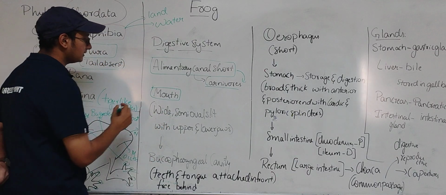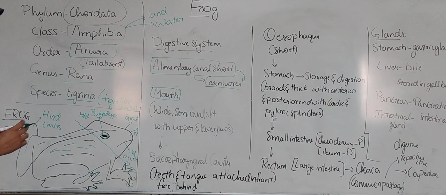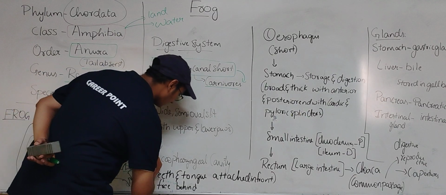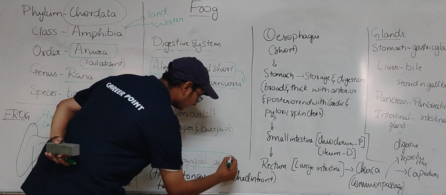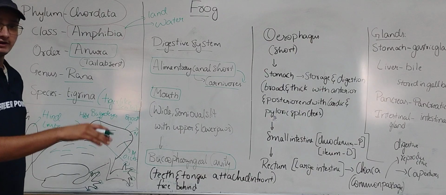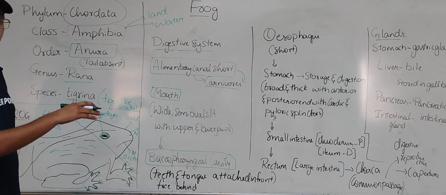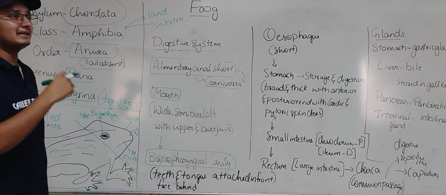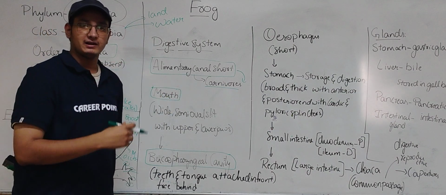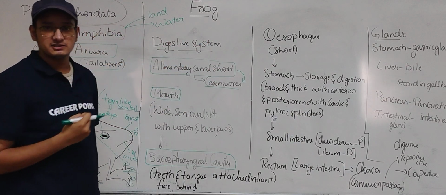And then it starts with the mouth. The mouth is wide, semi-oval in shape, with upper and lower jaws present. Then the food goes into the buccopharyngeal cavity, where the teeth and tongue are attached in the front and free behind. That's the reason why they can easily catch the prey. They can easily throw their tongue outside and catch the prey.